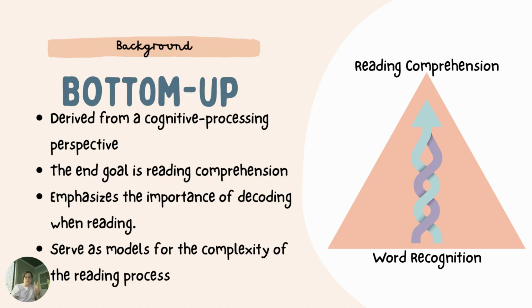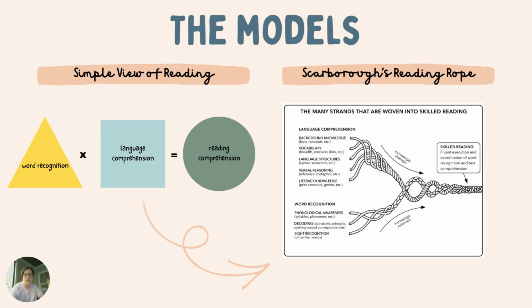Both models are composed of two factors, word recognition and language comprehension, that, when combined, lead to the end result of reading comprehension. Both of these also serve as models to show the true complexity of the reading process. The models that apply most to literacy learning within my current classroom are the simple view of reading and its expansion, Scarborough's reading rope. Both models seek to provide clarity and understanding on the achievement of reading comprehension.